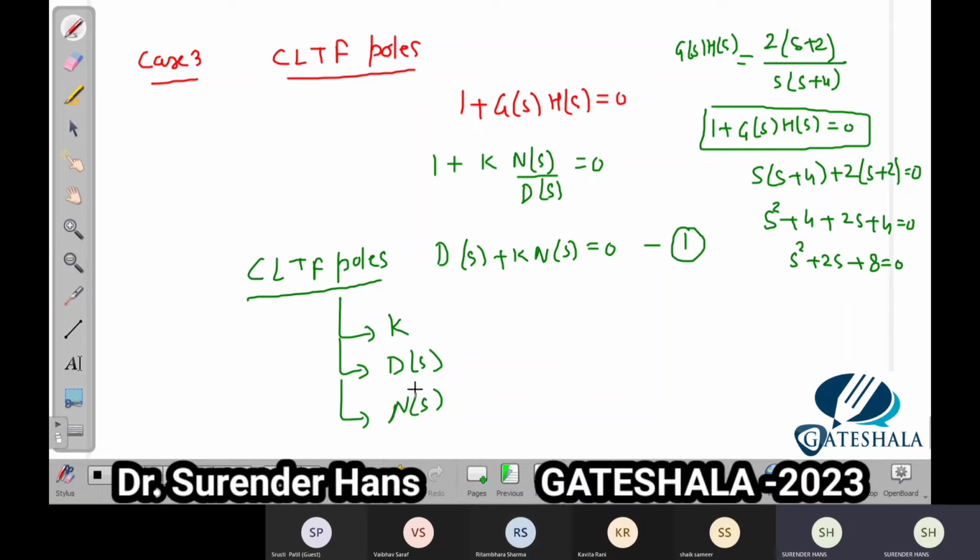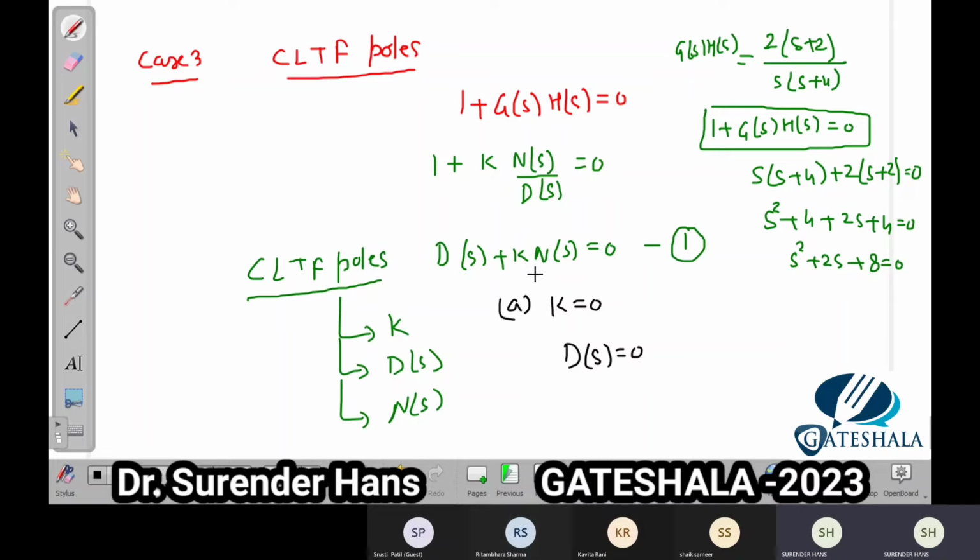Correct? So if N(s) and D(s) are maintained constant and K alone is changed, the closed loop transfer function poles will also change. This plot is nothing but the root locus. Clear? So if K is varied, my closed loop poles are also varying. Okay. So now the point is, suppose K is equal to 0. If I put K is equal to 0, then can I write D(s) is equal to 0 from this equation number 1?